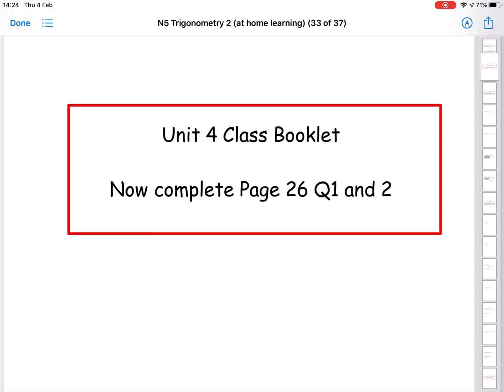Okay, if anyone's got any questions, please come on the Teams page and ask, and please remember to mark your work from the back of the booklet where the answers are, and then email me a photo of your work so I can keep track of how we're getting on.